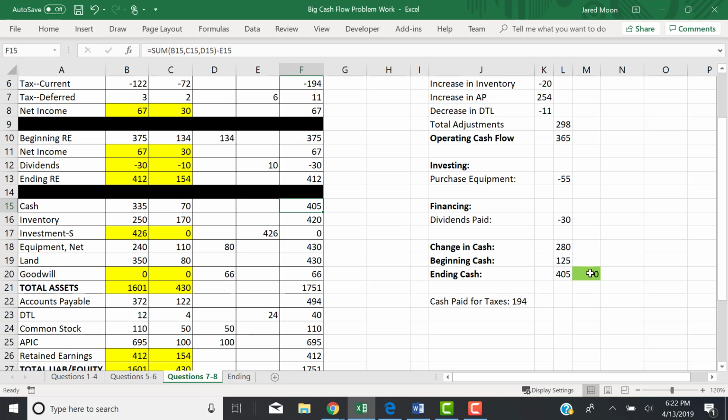So we are good. And this is supposed to say true or false. If I can spell false. Now it says true. Yay, so we got it right. That's the statement of cash flows.